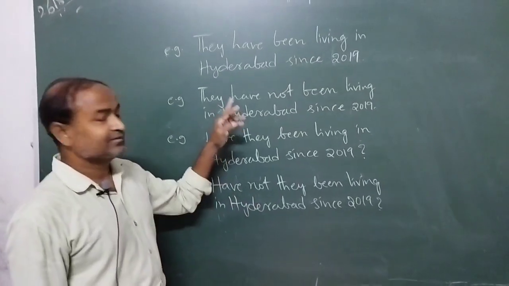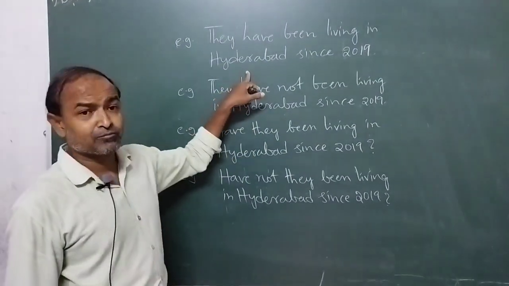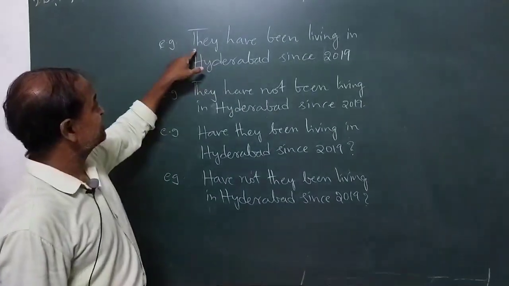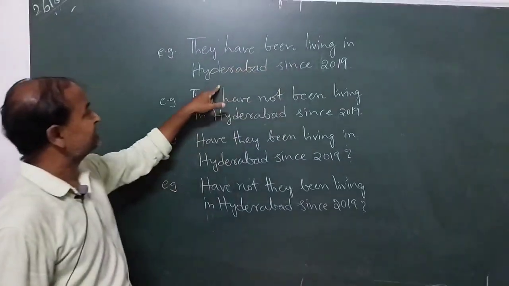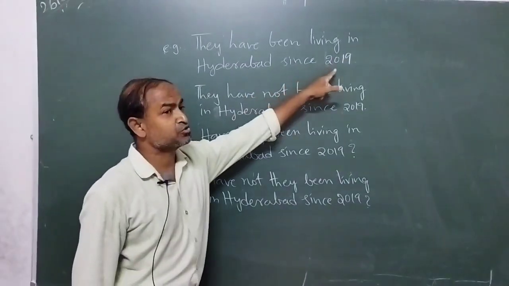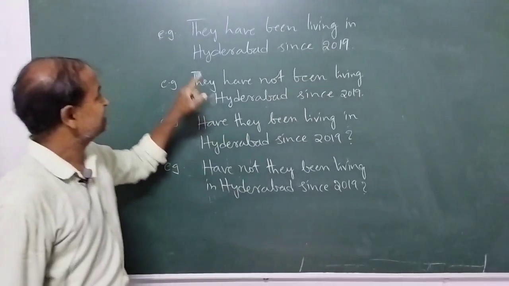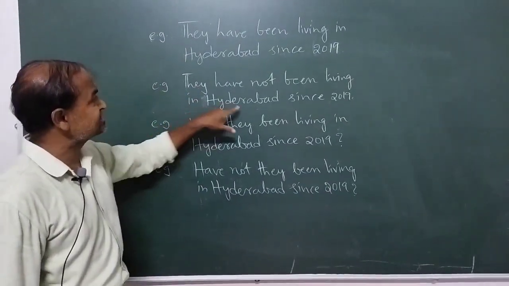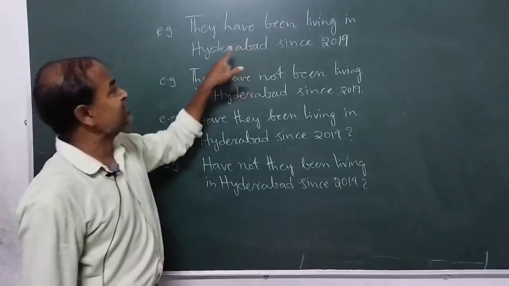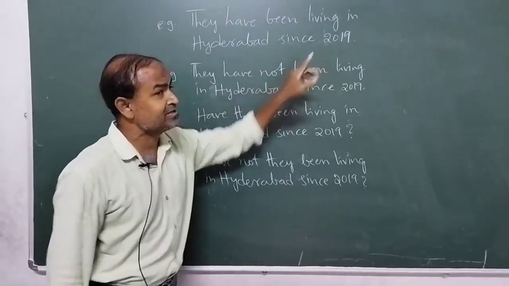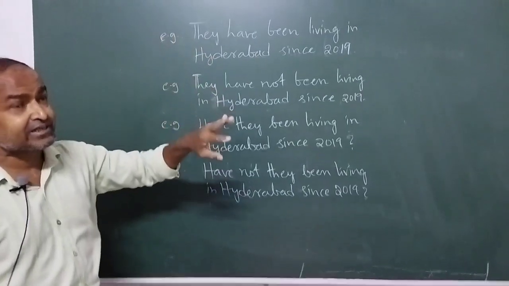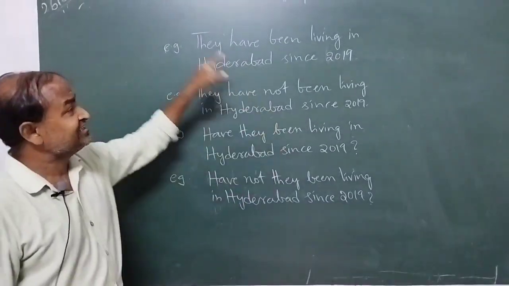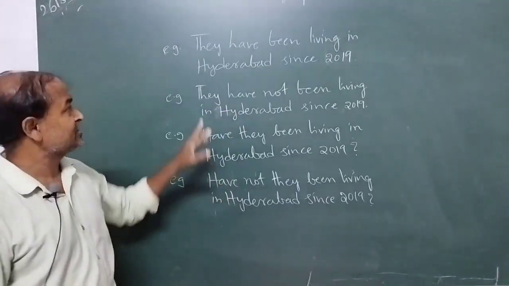Now let's learn one more example with other subjects. Now you see, they have been living in Hyderabad since 2019. See here, they have been living in Hyderabad since 2019 means before 2019 they started living in Hyderabad and since then they have been there.